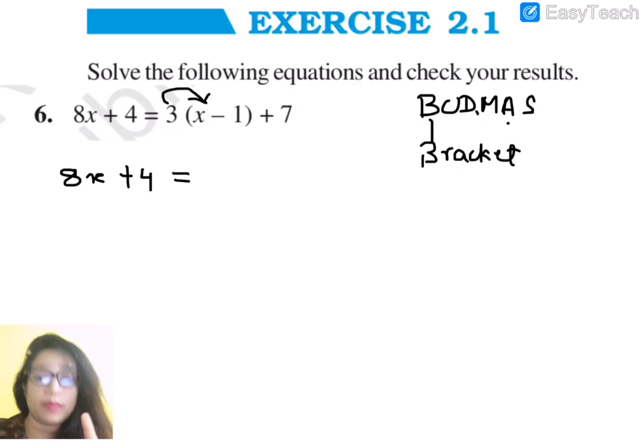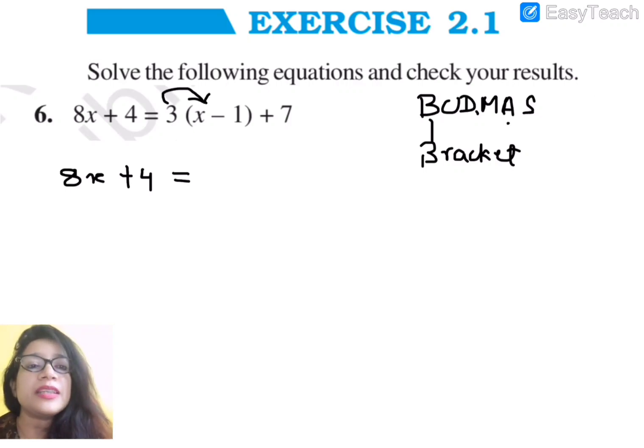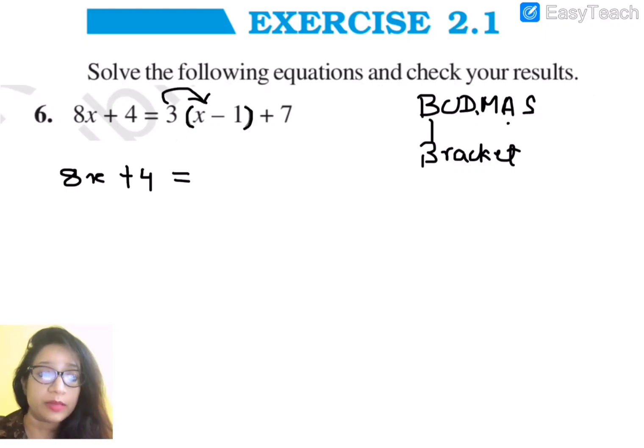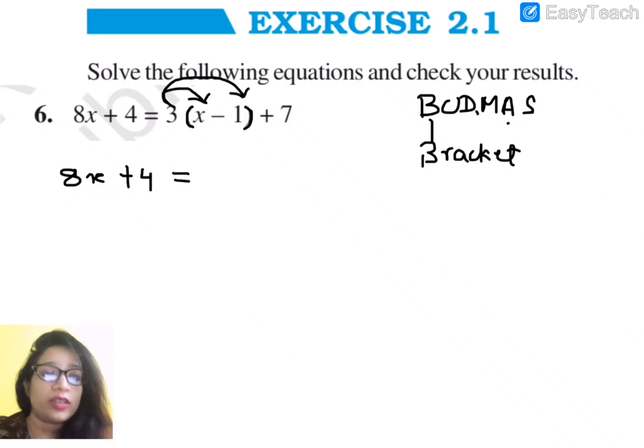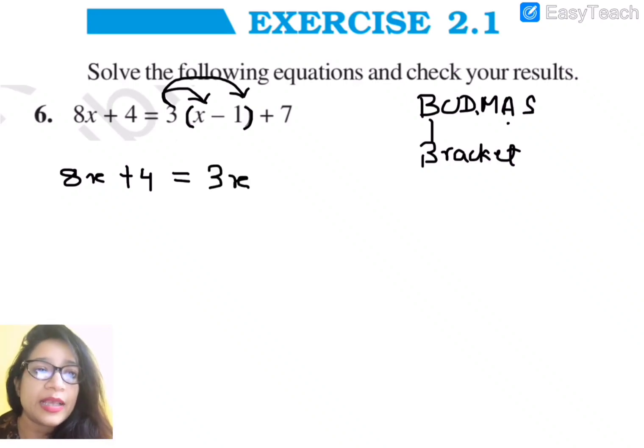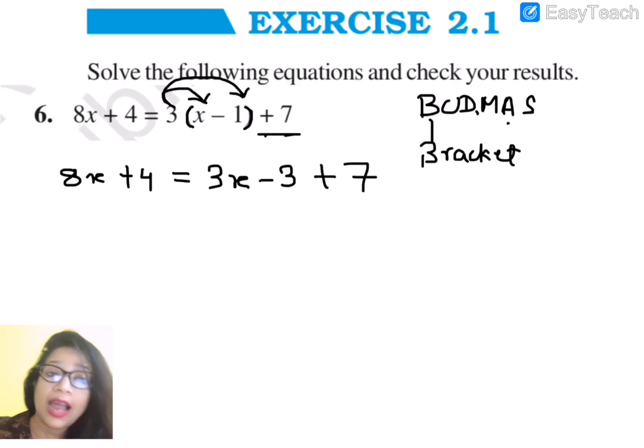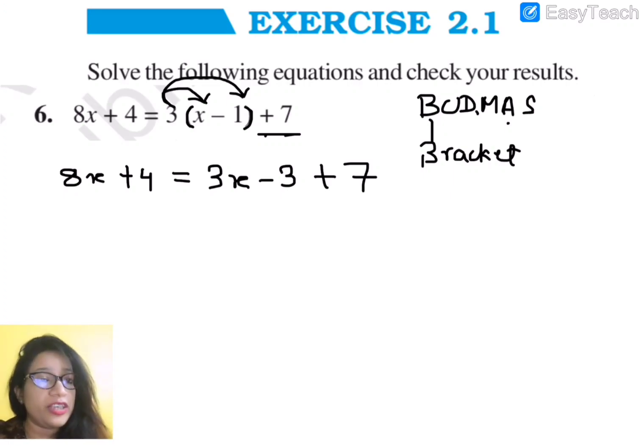Please remember the rule for multiplication: the term which is outside the bracket has to be multiplied to both the terms. So 3 into x and 3 into minus 1. So it will become 3x minus 3, and this remaining term will be added as it was previously. Now it has become quite an easy thing. Again the same trick we need to follow.